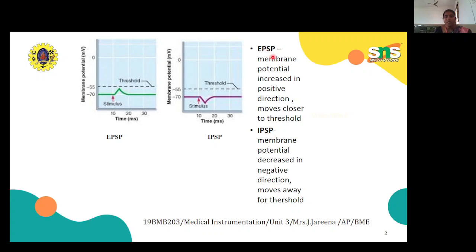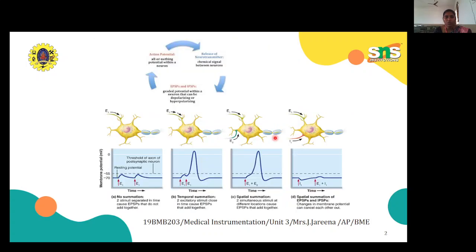EPSP is the potential which increases in the positive direction, that is, closer to the threshold. IPSP is the opposite: when the membrane potential being measured moves towards the negative direction, then it is IPSP. These are the two main types of graded potential.